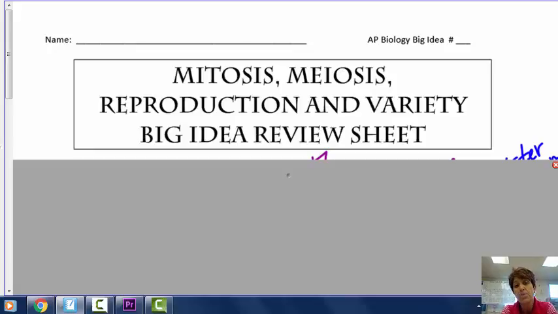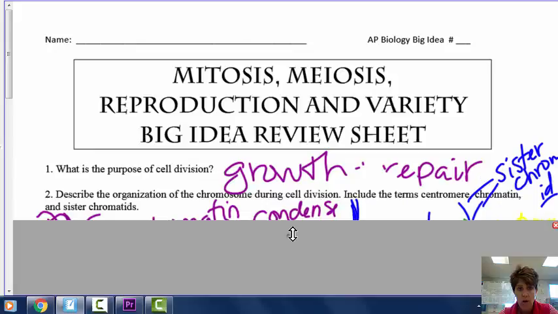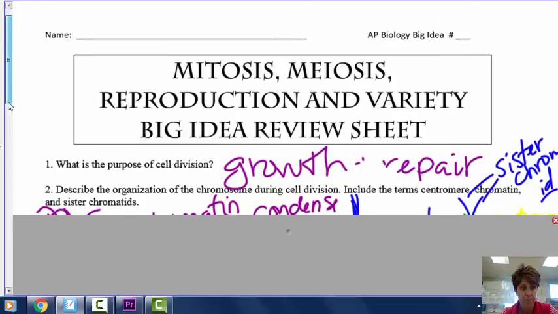All right, this next big idea sheet is about mitosis, meiosis, reproduction, and variety. So let's start off here. What's the purpose of cell division? When a cell goes through mitosis, it's just dividing and making more cells, and those cells are identical. Those are for growth and repair.